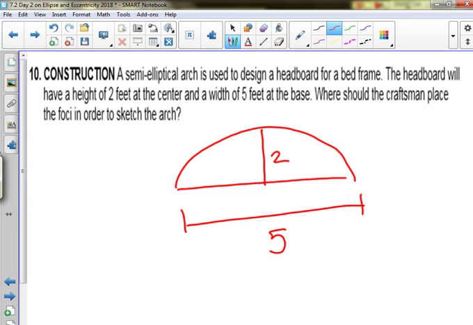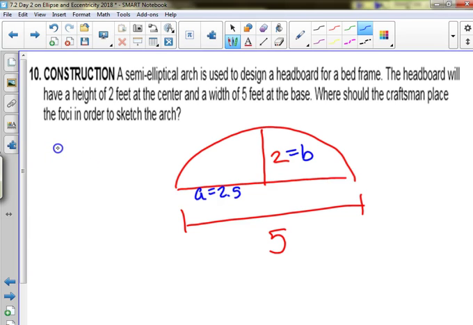Guess how the guy's going to make this on a piece of wood? No, it's not a circle. He's going to do the string thing to make a perfect ellipse. So he needs the foci. What do we know right now? Okay, the way we have it drawn, yes. A is how long? A is 2.5. B is 2. Can we find C?